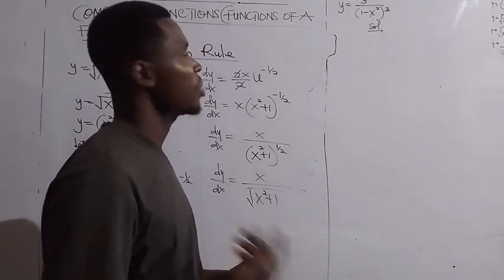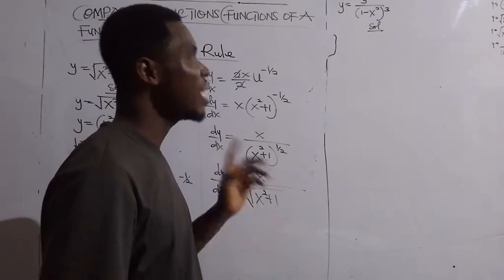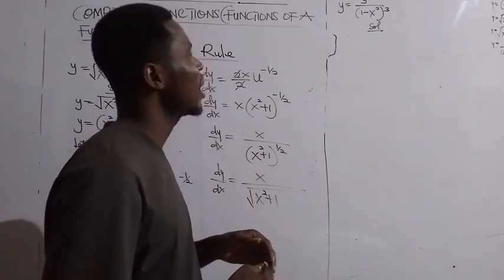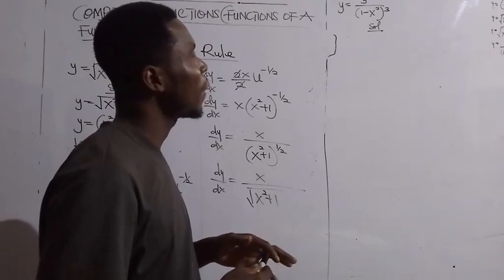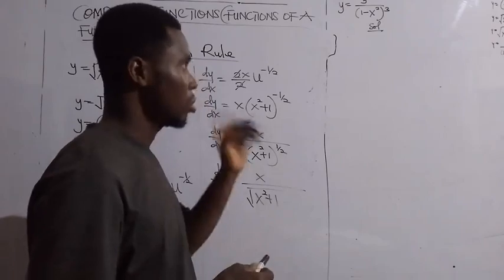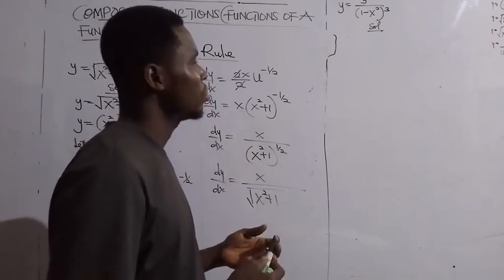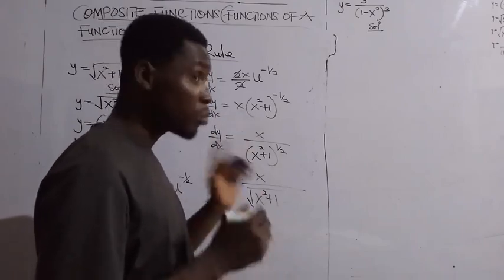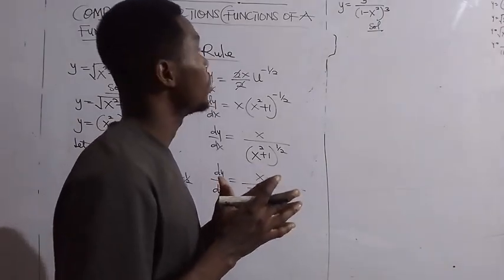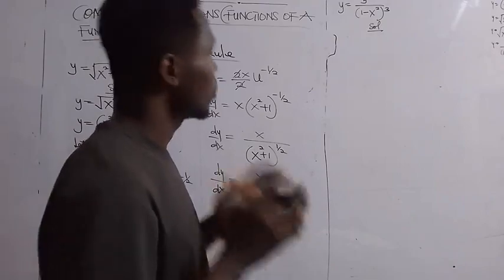It will give you the same answer. You can use chain rule to solve it. It will still give you the same answer. Sometimes you can use product rule to solve it. It will still give you the same answer. So with this particular question, we're going to blend a whole lot of things to solve it.